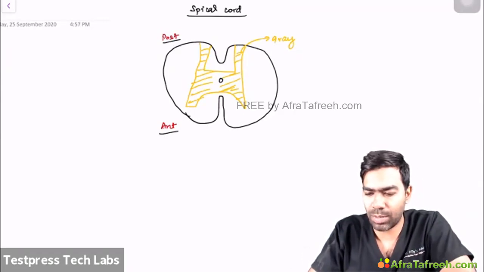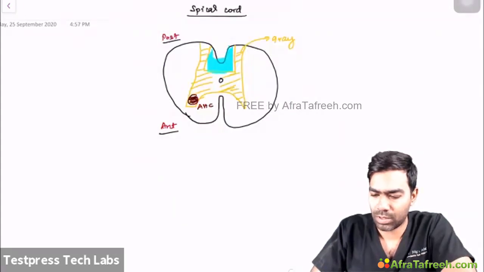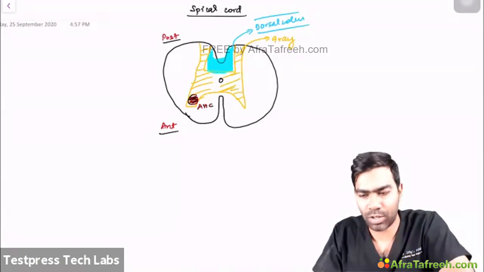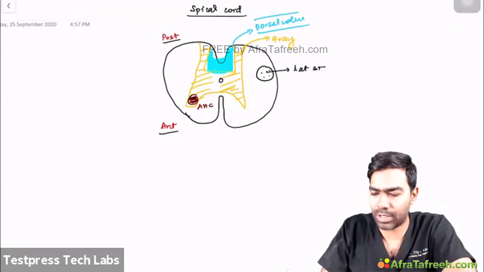One of the important structures located on the anterior side is the anterior horn cell. Apart from that, this area, we know what it is. This is going to be the posterior column, the dorsal column. At the same time, we have two more tracks on the lateral side. Let me draw on this side for a change. You're going to have the lateral spinothalamic tract, and you have the lateral corticospinal tract.